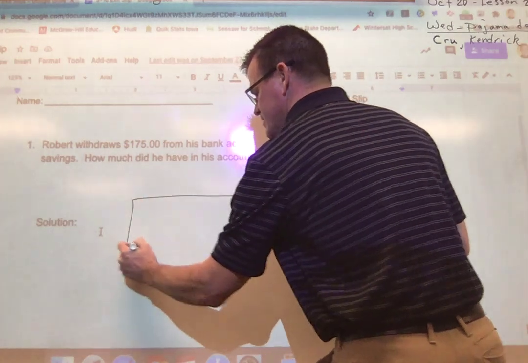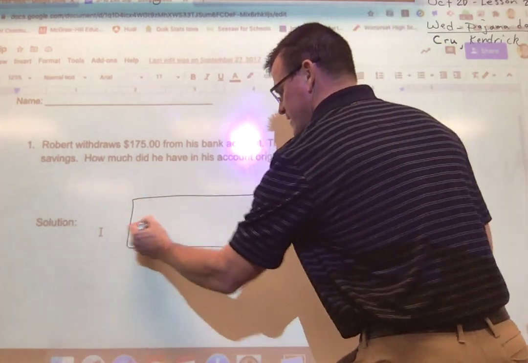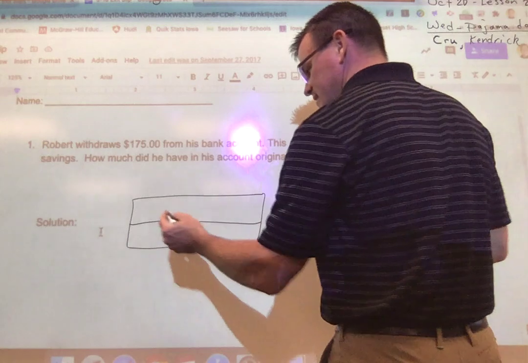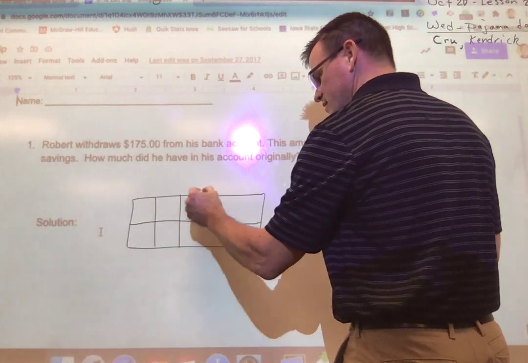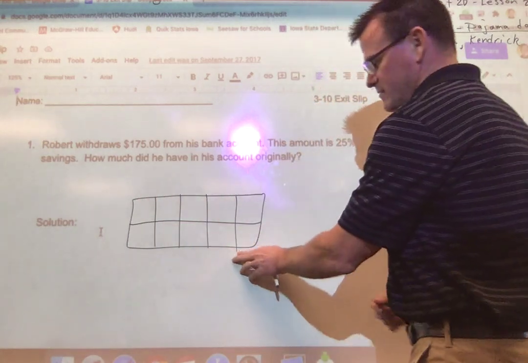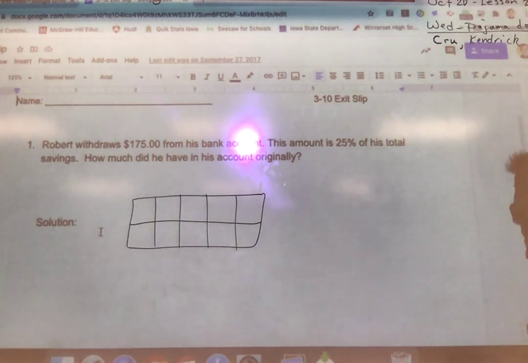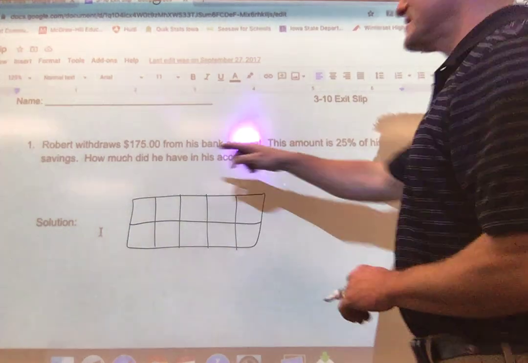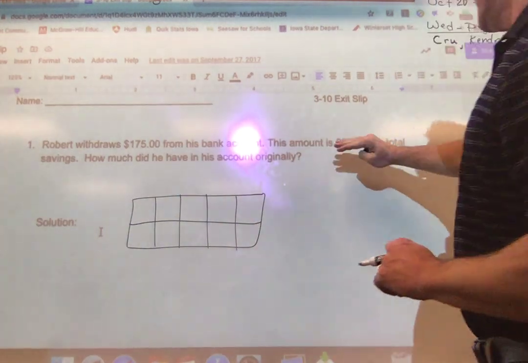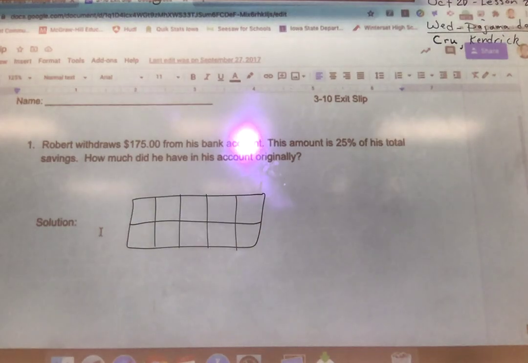And we know we can just make a rectangle and cut it in half here horizontally. And then let's just make, we don't know how many we're going to need. And if we don't fill them all up, it's okay. But here's our ratio rate table. And we know when we make these, we need to put the two things we're comparing in here. So in this case, we're comparing his money to his percent.